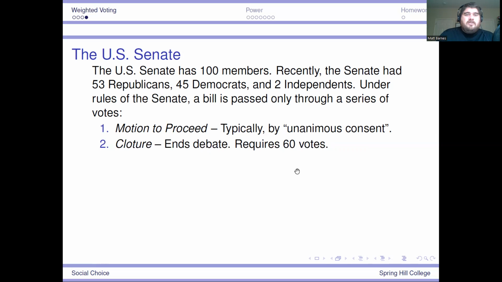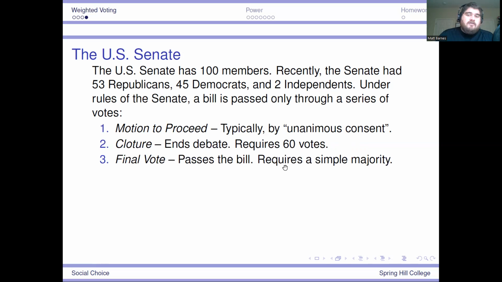This one's probably the bigger one, cloture, which ends the debate, and that requires 60 votes. So in order for the debate to end, 60 people have to say, okay, I've heard enough, I'm ready to vote on this thing. And then we have our final vote, and that just happens by a simple majority. So in this case, with 100 members, a simple majority would just be 51 votes.